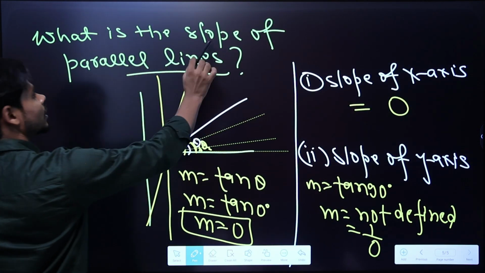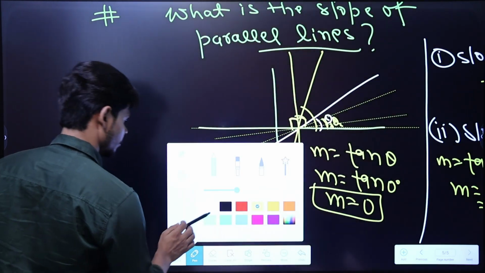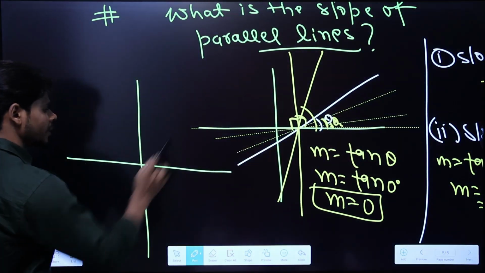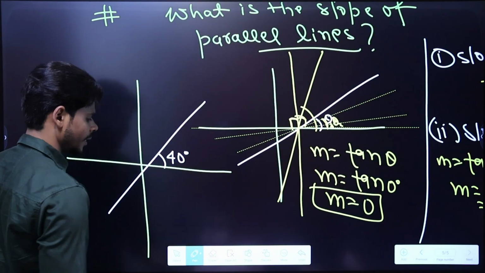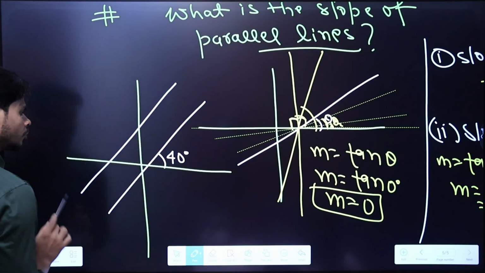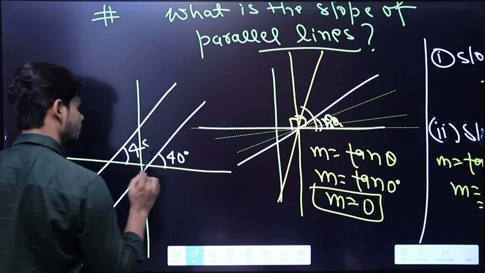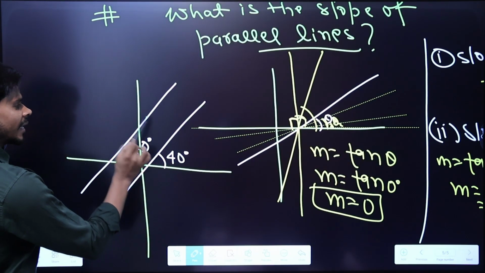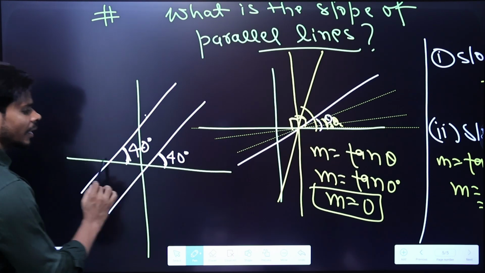Next, we need to understand what the slope of parallel lines is. Now let me tell you, this is your x-axis, this is your y-axis. Let's say this is a line which is making an angle of 40 degrees. Now another line which is parallel to this line will also make an angle of 40 degrees, because these two lines will be parallel only if they are making the same angle of 40 degrees with the x-axis.